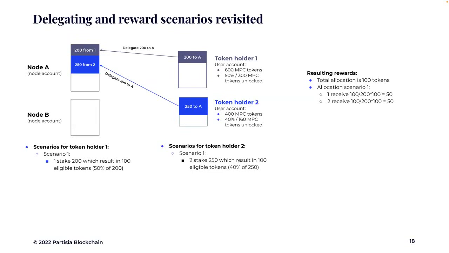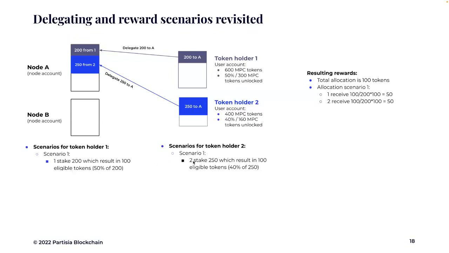So that represents the number of tokens that we have in a given quarter. So that's 100 in this example. In this case, token holder 1 is staking 200. So that's 200 up here. And token holder 1 has 50% unlocked. So we adjust for the unlocked, which means that they have 100 rewardable tokens. They are eligible tokens, but we call them rewardable tokens. So that's 100 of these.